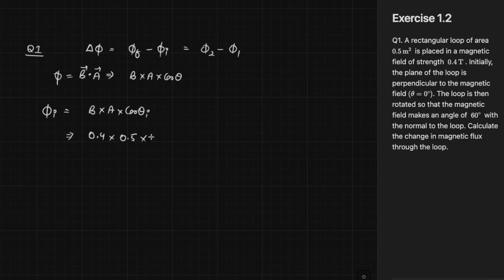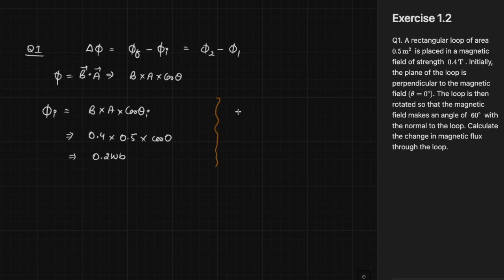Easy. And now they said that initially the plane of the loop is perpendicular to the magnetic field, so theta will become 0. So I will put cos 0. Cos 0 is 1, so it will be 0.2 Weber. So this is what I have calculated initially. Let us see what happens afterwards.